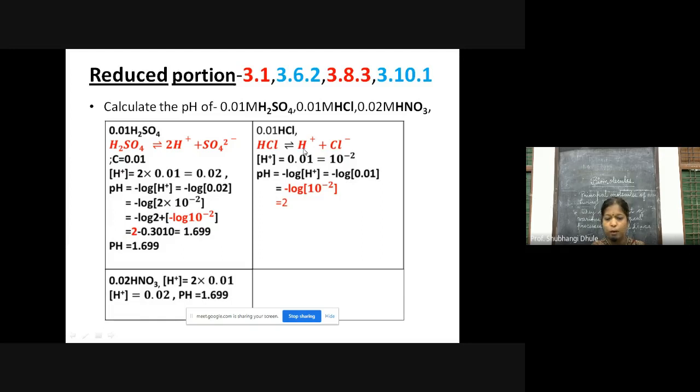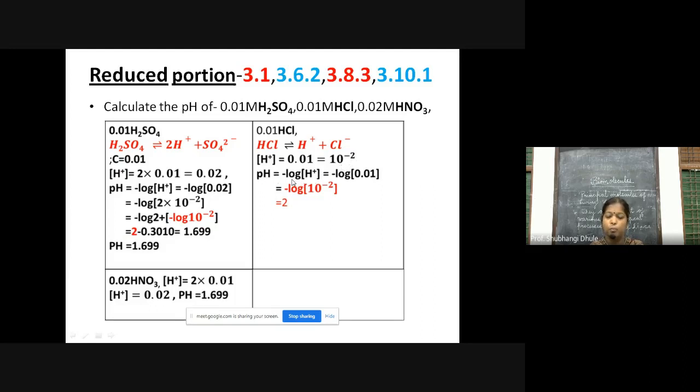HCl dissociates to H plus plus Cl minus, and H plus is equal to the concentration. What is the concentration? It is 0.01, that is 10 raised to minus 2. So take this in the power of 10, it becomes very easy. If it is a whole number power, it is easy. If it is a fraction power like 2.5 or 3.5, then how to find it is given in the textbook.